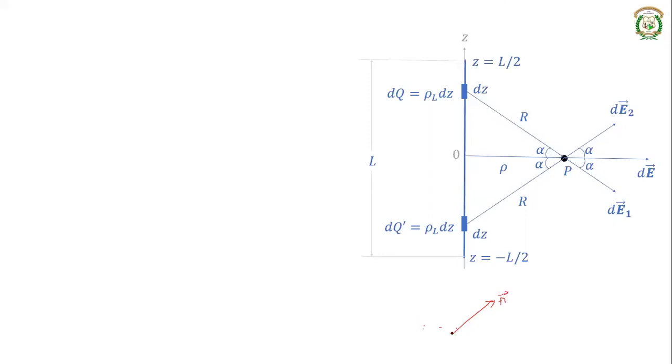With respect to the horizontal axis, it will make an angle, say theta. So this vector will have its vertical and horizontal components. Any vector will have its vertical and horizontal component, that is obtained by dropping a perpendicular to both the axes.